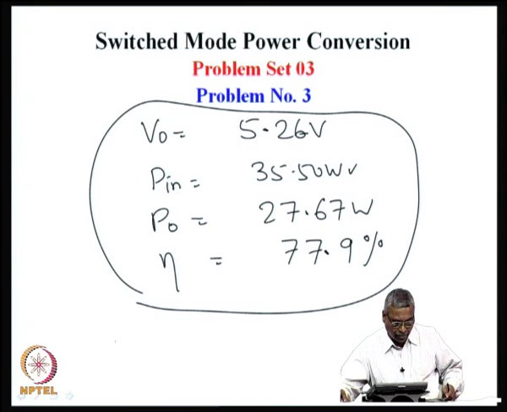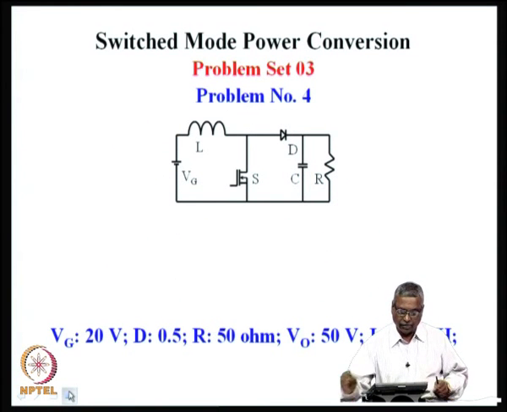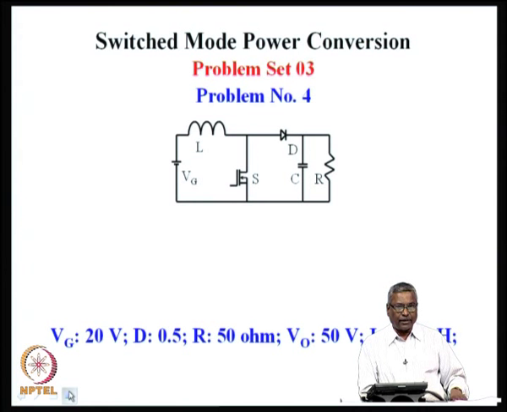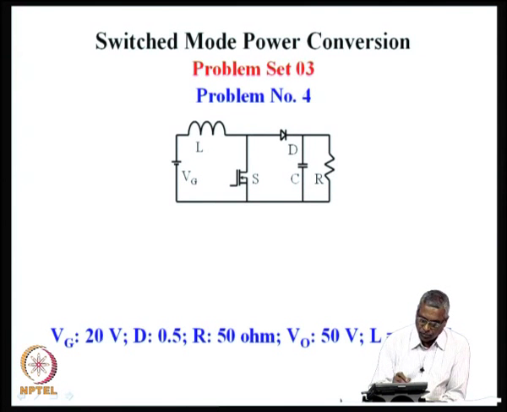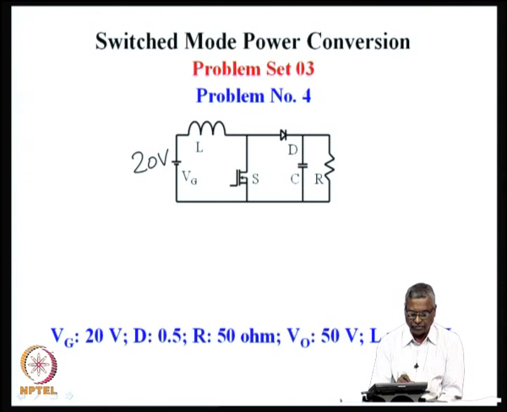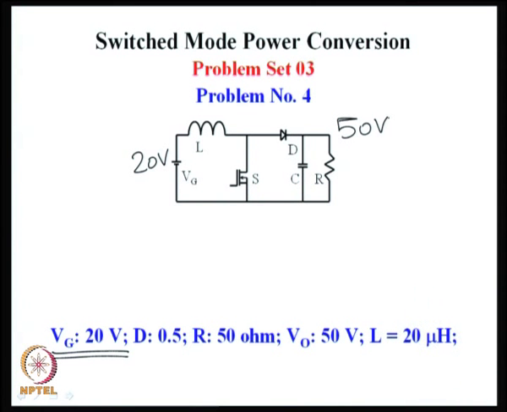So, let us look at another problem. This is a slightly different problem. It is on a non-isolated boost converter. It works from a source voltage of 20 volts, what you see here, and it is delivering an output voltage of 50 volts, and it operates with a duty ratio of 0.5, and the load resistance is 50 ohm, so that the load current is 1 ampere. So, these are all the known quantities, and the inductor is given to be 20 microhenry.